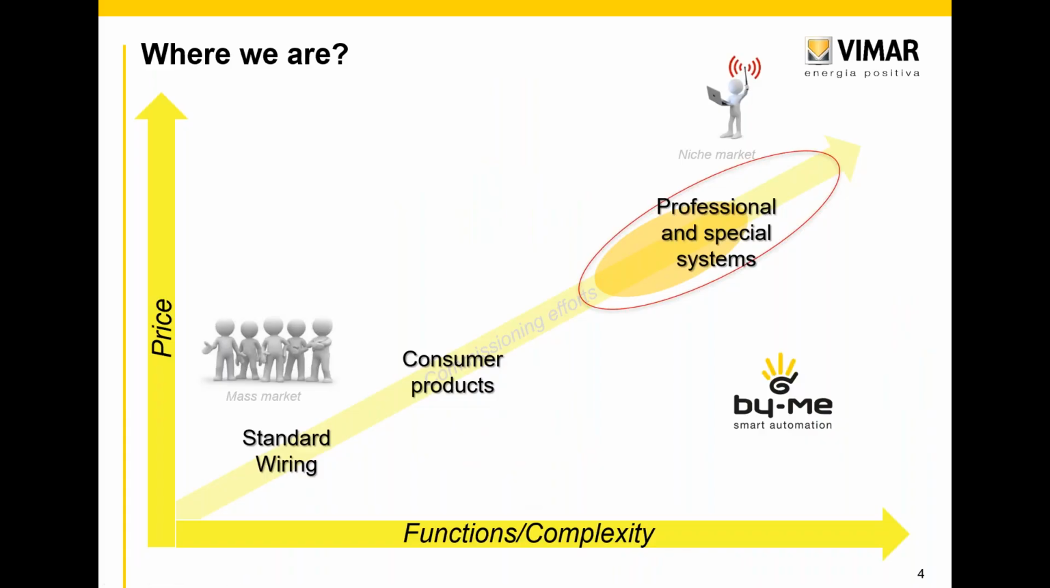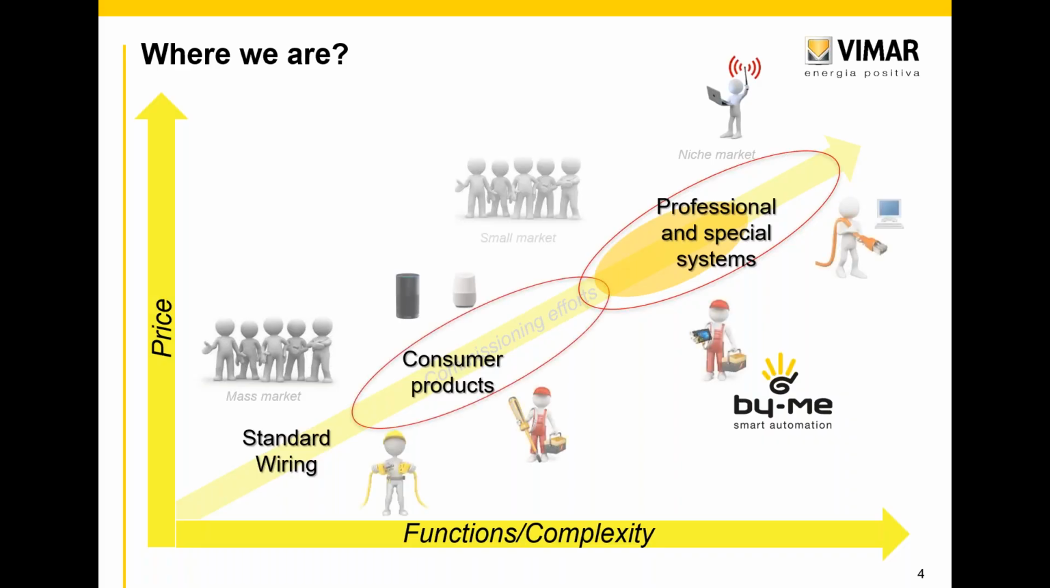When we look at the market, it is important because there are so many products and solutions. So first of all, let's locate our products, our solution. Here in this diagram, you find basically three big families of ranges of products and solutions, starting from the standard wiring, the consumer products, and then the professional and special systems.